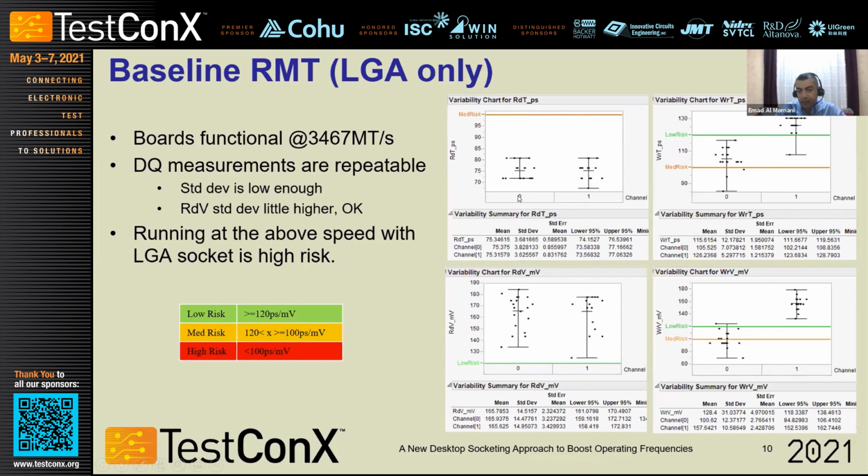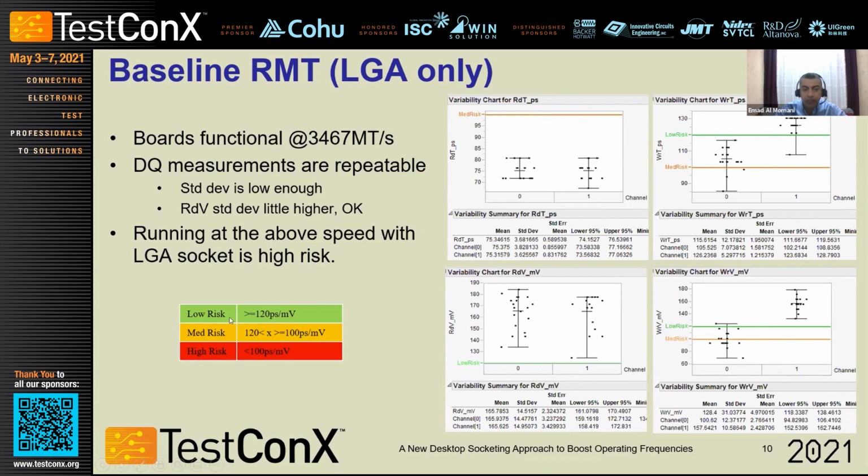I will show the eye diagram in the next slide. Mainly, this is the x-axis on the eye diagram, and this is the y-axis on the eye diagram. Generally, we want these values to be as large as possible. The larger these values, the larger the area on the eye diagram, and the more margin you have in your solution.